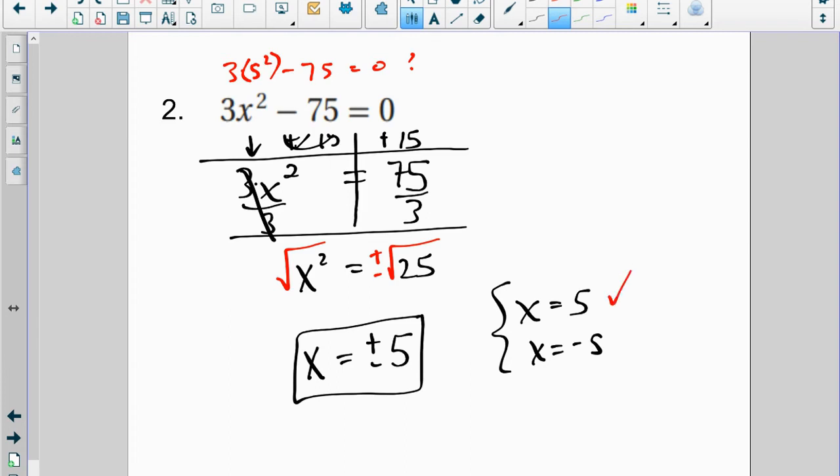So x equals 5 is a solution. What about negative 5? Follow that same order. Do the negative 5 squared first. Well, I know that negative 5 squared means negative 5 times negative 5, which is positive 25. 25 times 3 is 75, and 75 minus 75 is 0. So negative 5 is also a solution.